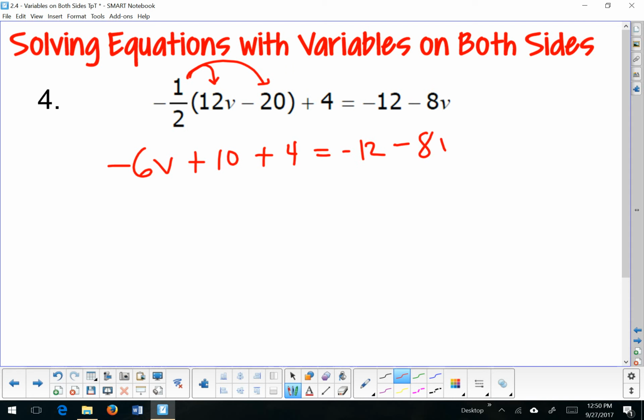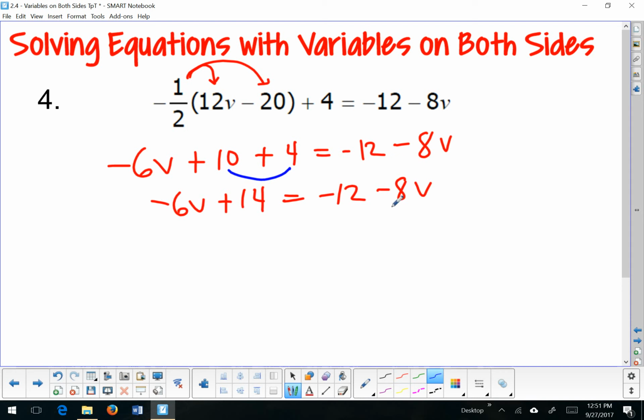Now in this question, after I finish my first property here, I have 3 terms on the left-hand side. That's too many. The most you should have is 2, a variable term and a constant term. If you have 3 terms, that means some terms can be combined. In this case, it's these 2 because they're both constants. So if I shrink this problem down, I'm going to keep my negative 6v, but my 10 plus 4 will turn into a 14. Everybody else remains the same, and now I can choose a starting point.